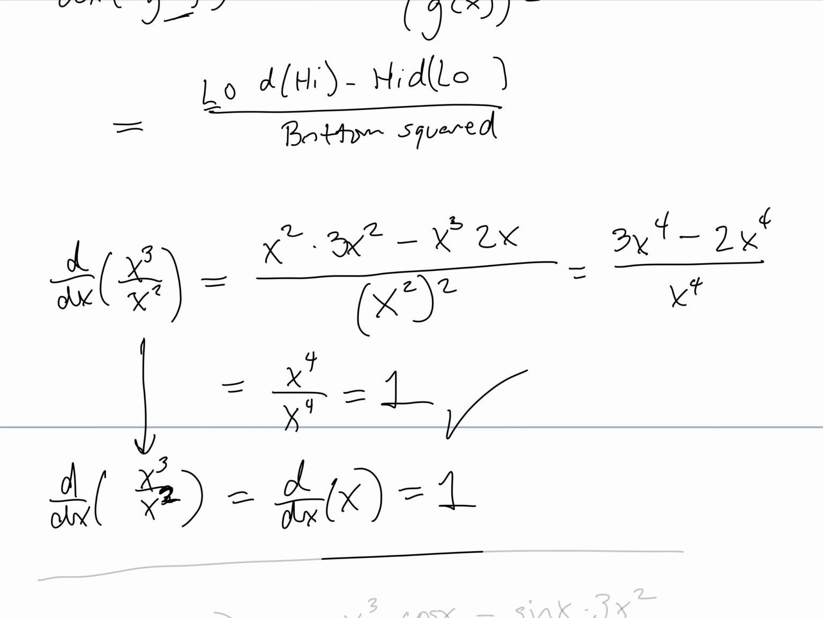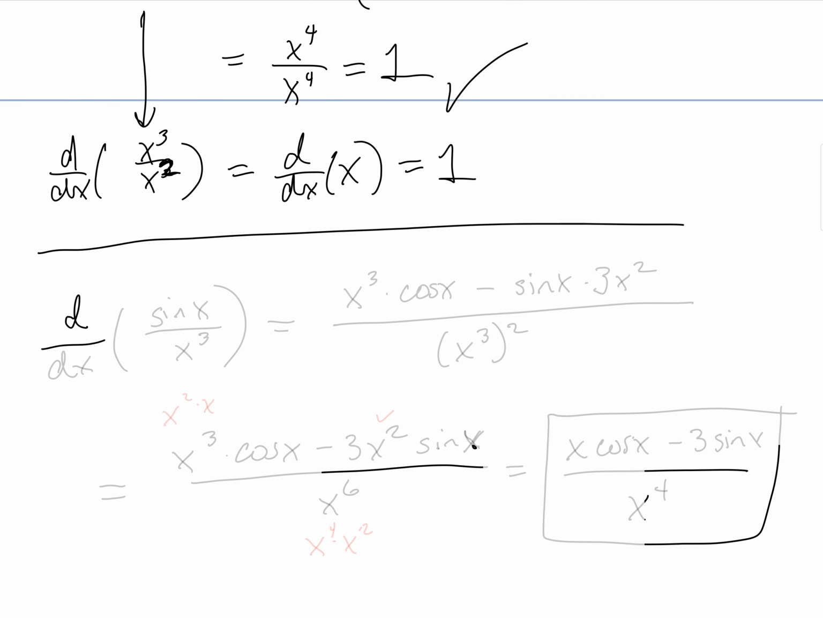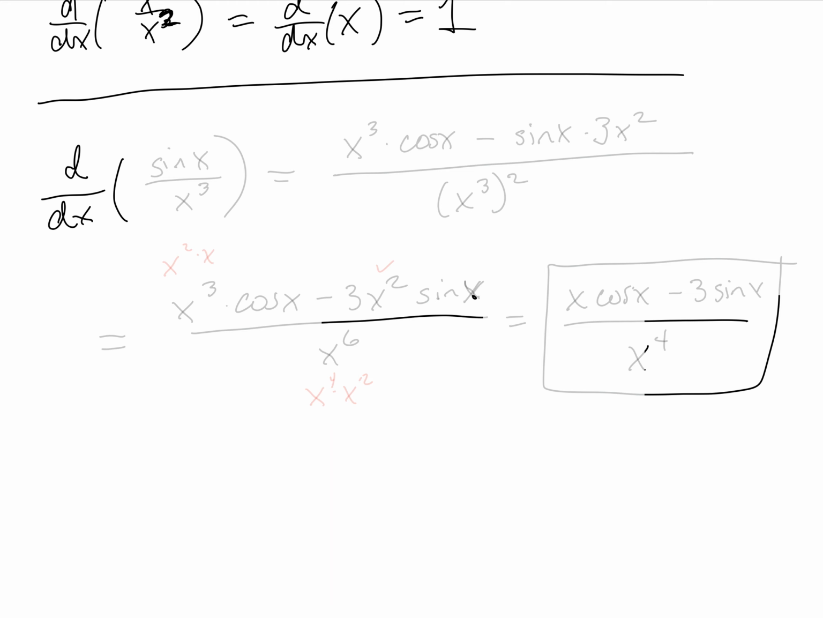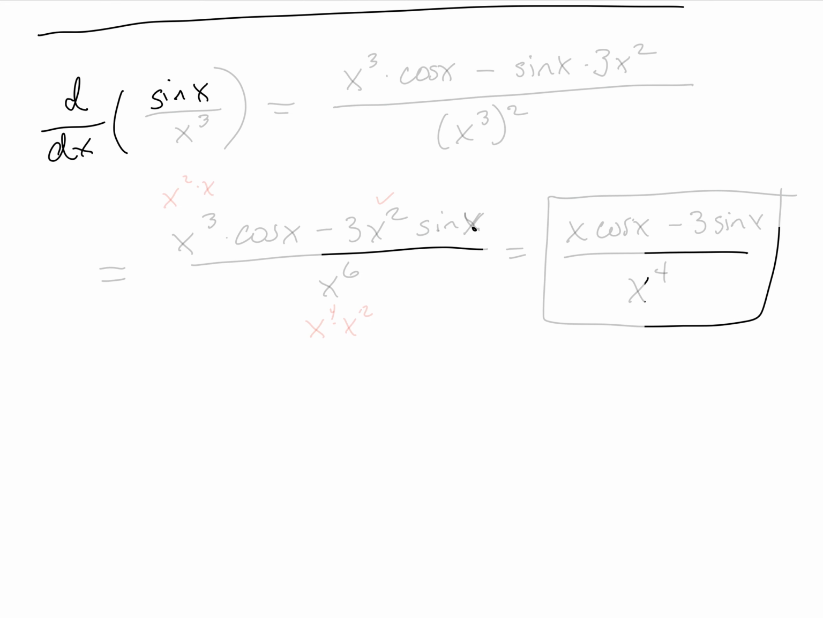Let's do the quotient rule with one more example where you actually need to use the quotient rule. Let's do the derivative with respect to x of, let's say, sine of x over x to the third. So the derivative with respect to x of sine x over x to the third, we need the quotient rule here. So that's low d high, derivative of sine x is cosine x, minus high, that's sine of x, d low, that's 3x squared, divided by the bottom squared, divided by x cubed to the second power.